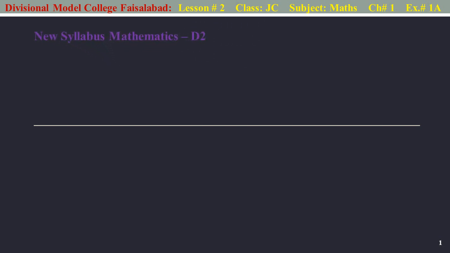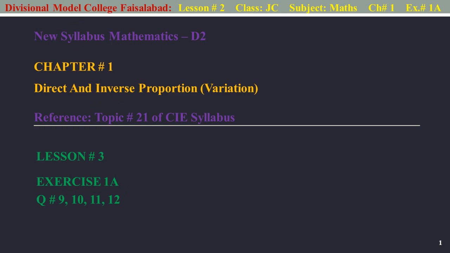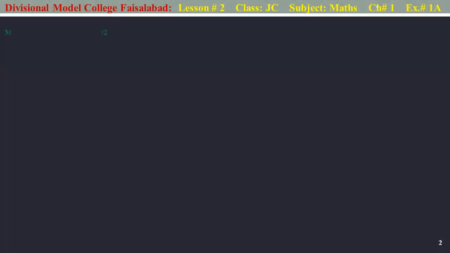We are studying new syllabus mathematics D2. It's chapter number 1, which is direct and inverse proportion. Today we will study lesson number 3. In this we will solve question number 9, 10, 11 and 12 of exercise 1A. First we will discuss some main points of lesson number 2.